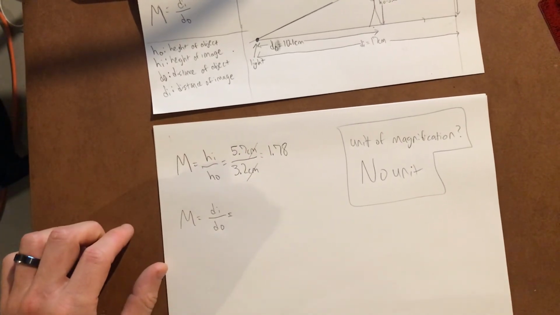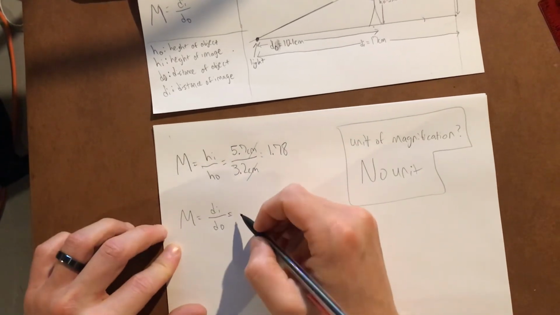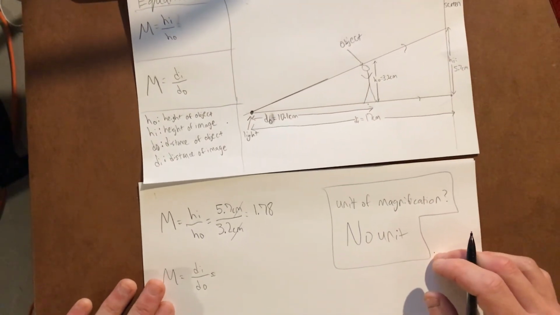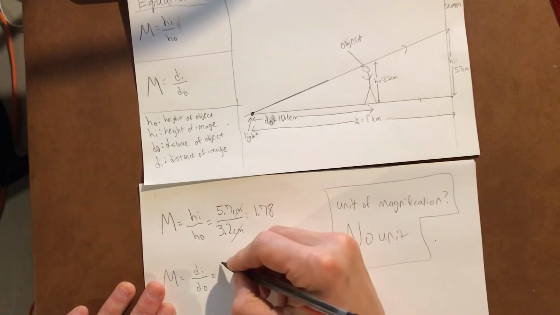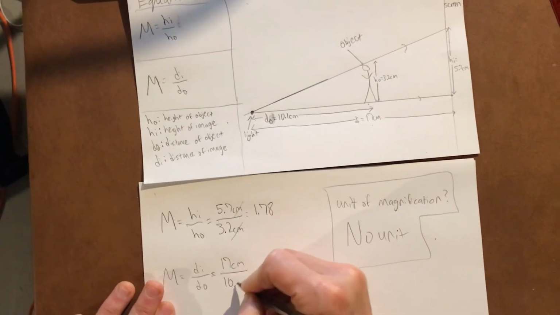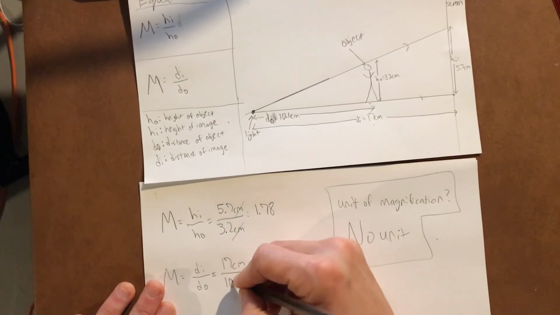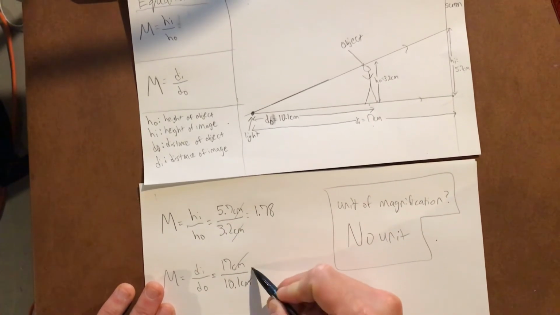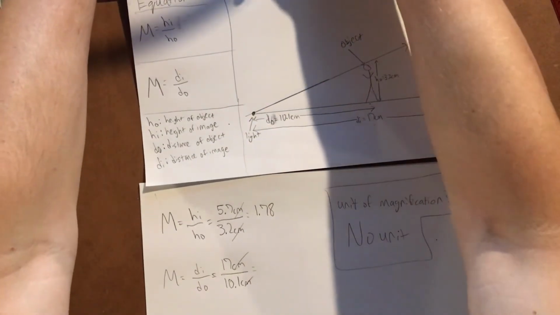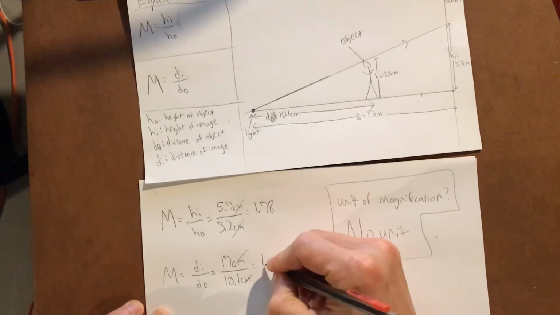So the next thing we're going to do for magnification is we're going to use the distance equation, DI over DO. And let's use our diagram. All right, so in my diagram, DI is 17 centimeters. Yours is probably slightly different. And my DO is 10.1 centimeters. All right, so the centimeters are going to cancel. And if I do this, you could see 17 over 10.1 is going to be pretty close to 1.78, which I got last time. 1.68. All right.